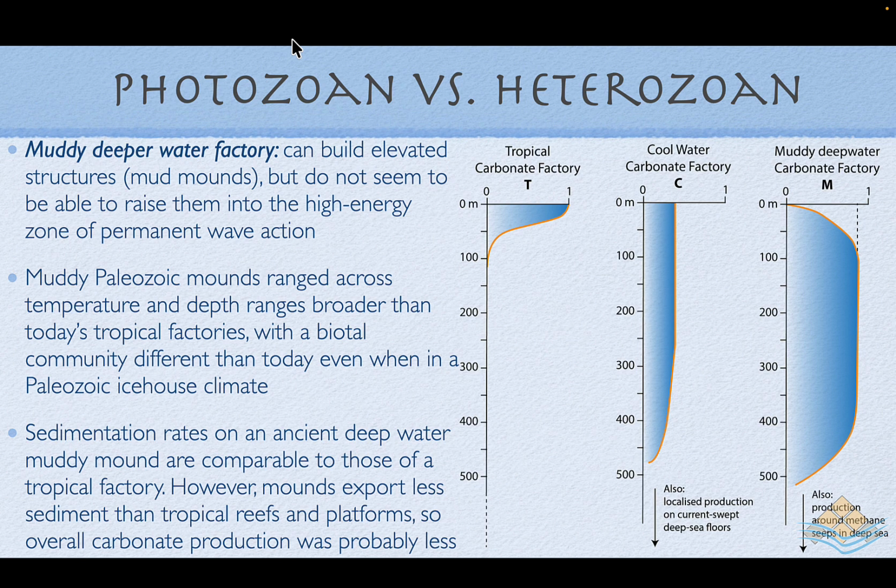According to James and Jones, sedimentation rates on these ancient deep-water muddy mounds are comparable with those of a tropical factory. They exported less sediment than the tropical reefs and platforms, so overall their carbonate production was less than that of a tropical carbonate factory. That's the horizontal axis on this diagram, with 1 being the measure of the productivity of a modern photozoan factory. Across the board, the cool water carbonate factory and the muddy deep water carbonate factories were less productive than what we see in the highly efficient coralgal tropical associations of today.